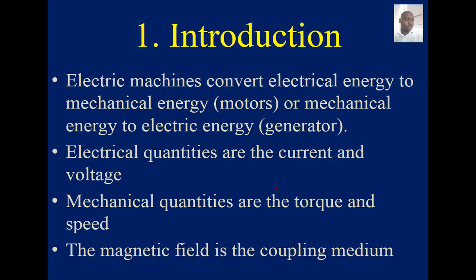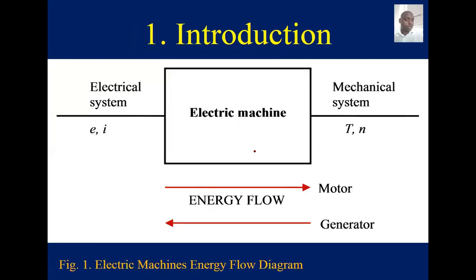But then there is a link between the electrical and the mechanical component. And that link is the magnetic field. So you realize that the mechanical side and the electric side are coupled by a magnetic field. So as you can see, if we are moving from the electrical system to a mechanical system, that means we are in the motoring mode.